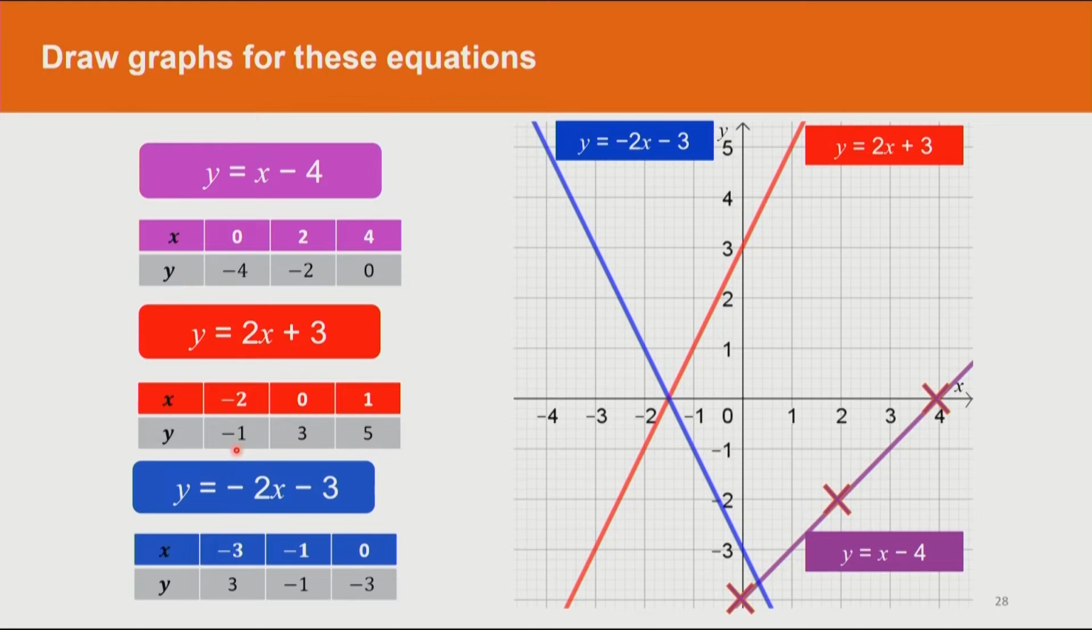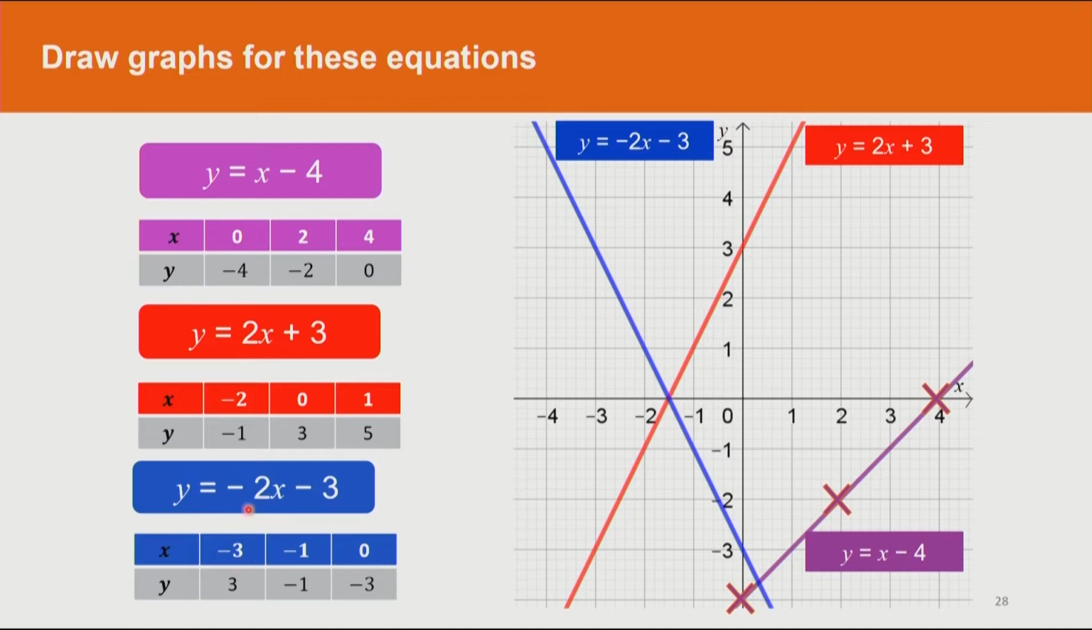There we are. Then when x is 0, 2 times 0 is 0. 0 add 3 will give you 3. Then 2 times 1 is 2. 2 add 3 is 5. So those are the coordinates that we have. Plotting the coordinates should not be a problem. The same applies to the third one.